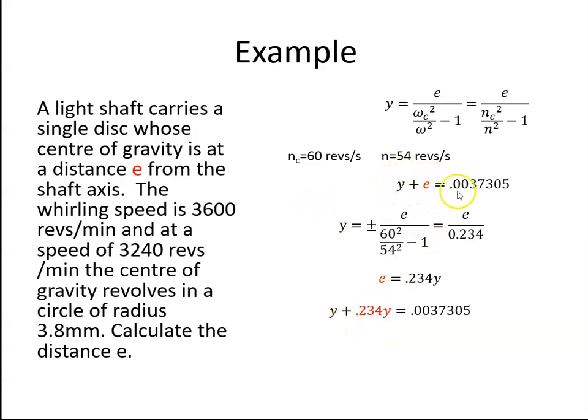Okay, so if we take this equation here, y plus e is equal to 0.0037305, substitute for e being 0.234y. We have y plus 0.234y is equal to 0.0037305. So y is equal to 0.0037305 all over 1.234. That gives me y to be 3.023 millimeters. I'm going to multiply that by 0.234, and that gives me my value e, which is 0.7 millimeters.